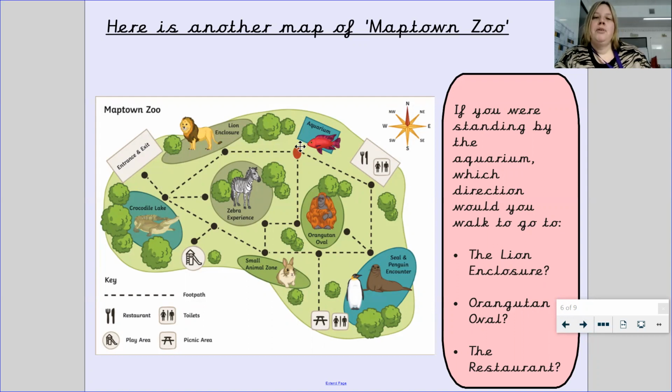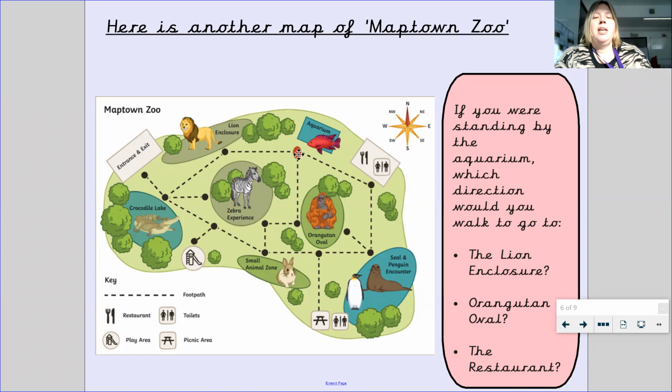If I look at my compass, it can help me to find out what direction I would travel in. Which direction would I travel in? This is west. Well done. This time we need to travel to the orangutan oval, which is here. So I'm standing here. Which direction could I travel in? So if I'm going this way, what direction would I be travelling in? We look at the compass, it tells me I would be travelling south.